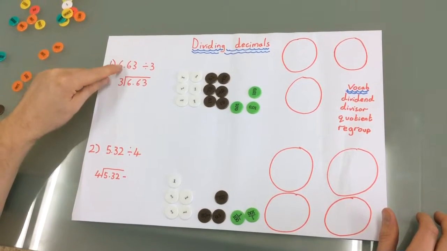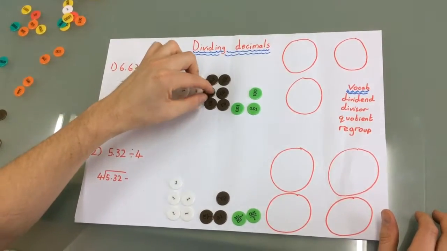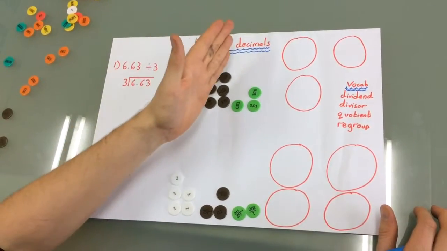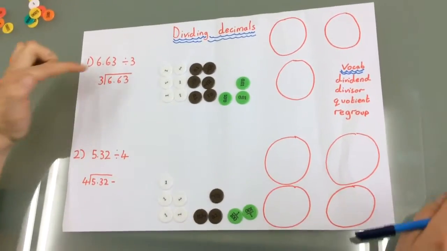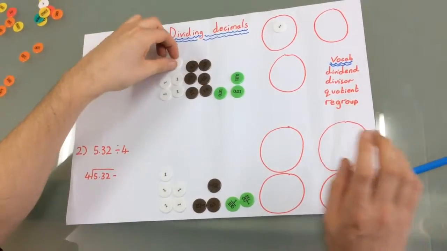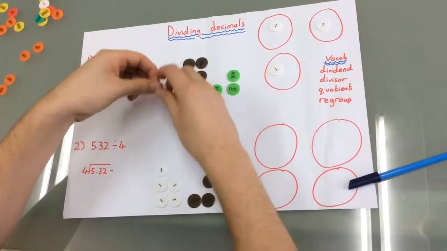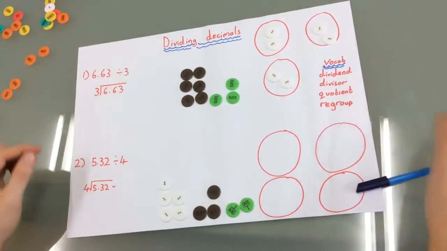So my first question says 6.63 divided by 3. So I've got 6.63: 6 units, 6 tenths, and 3 hundredths. And here I've got the written equation, so I'm dividing it by 3. Let's do it with my units first. I'm going to share these out between 3. Let's share them equally, and they do divide equally, so it's 2 in each group.